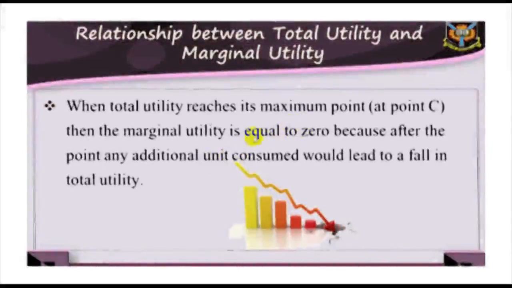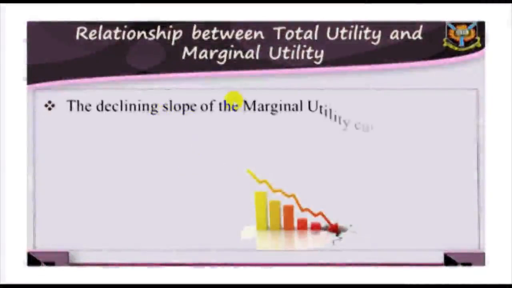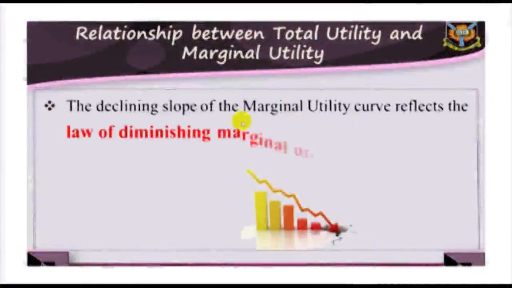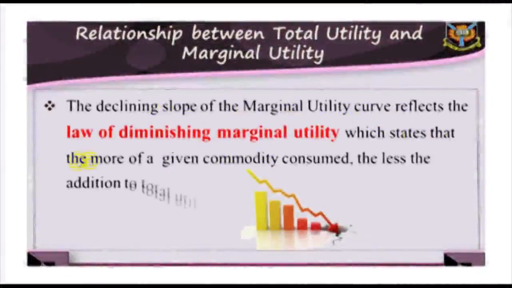The declining slope of the marginal utility curve reflects the law of diminishing marginal utility, which states that the more of a given commodity consumed, the less the addition to total utility.